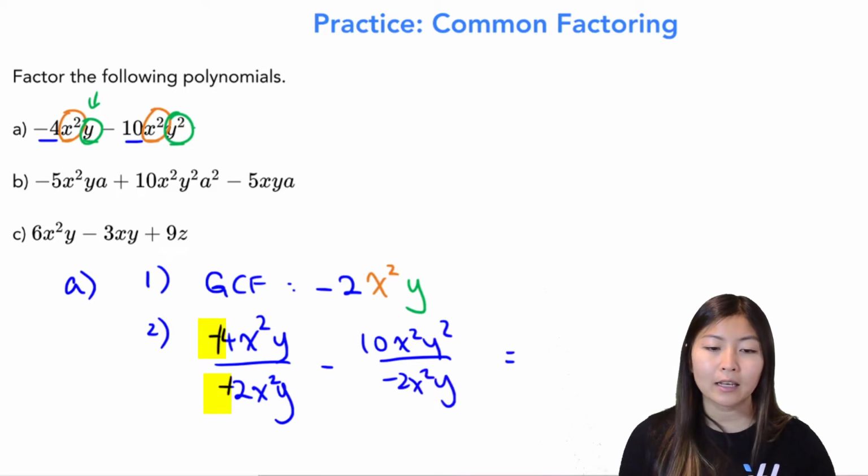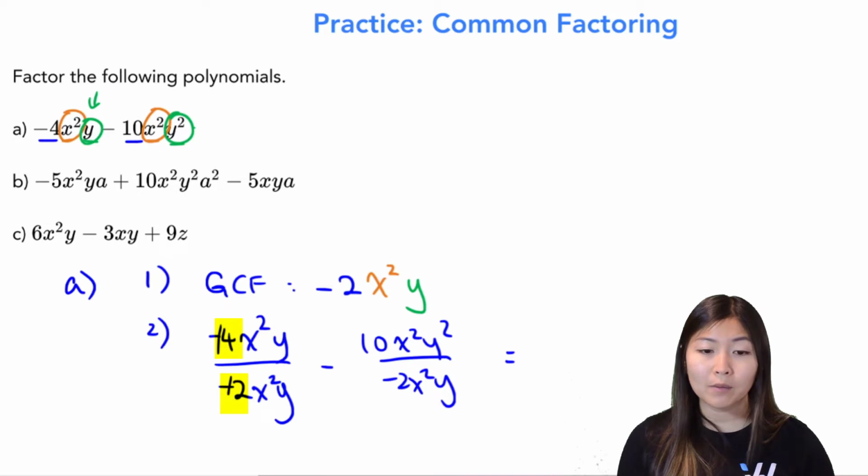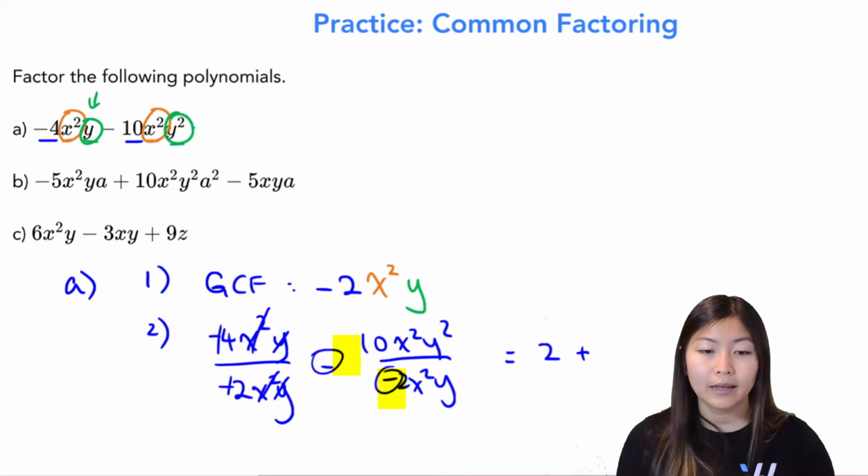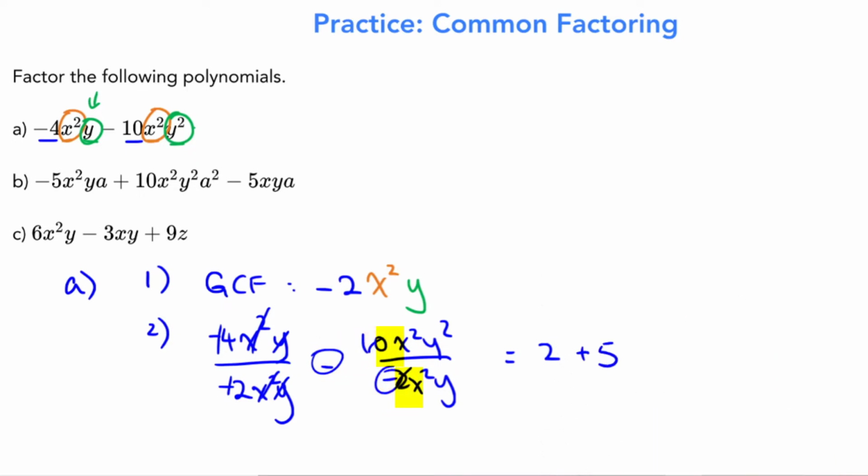Okay, negative and negative, that makes a positive. 4 divided by 2 is 2. X squared divided by x squared, that's gone, it's just a 1. Y divided by y, again, that's just a 1, so I don't have to write that. Next up, we have a negative 10 divided by negative 2. Two negatives, again, make a positive. 10 divided by 2, that's 5. X squared divided by x squared, that's gone. Y squared divided by y, ooh, there's one y left over this time.